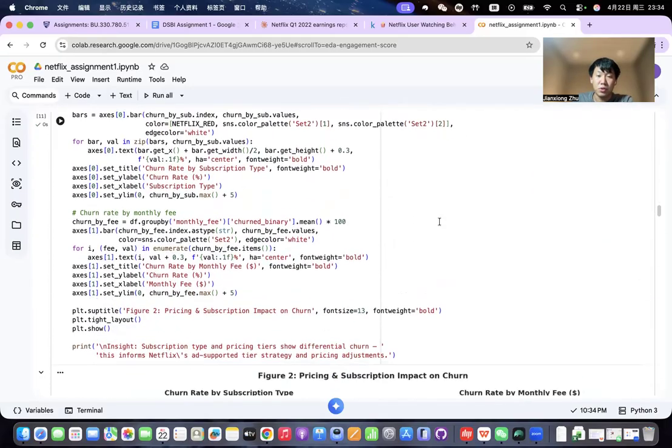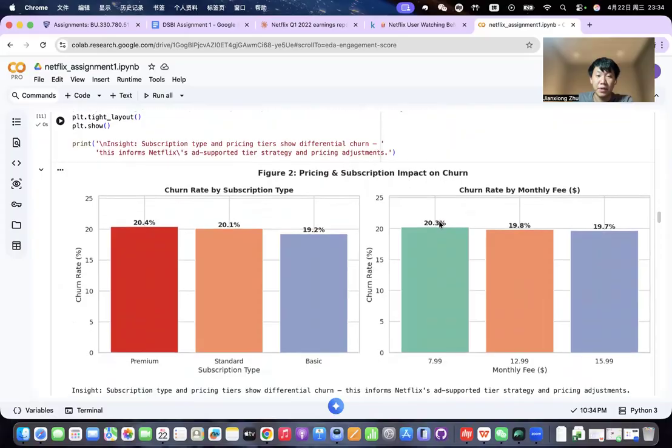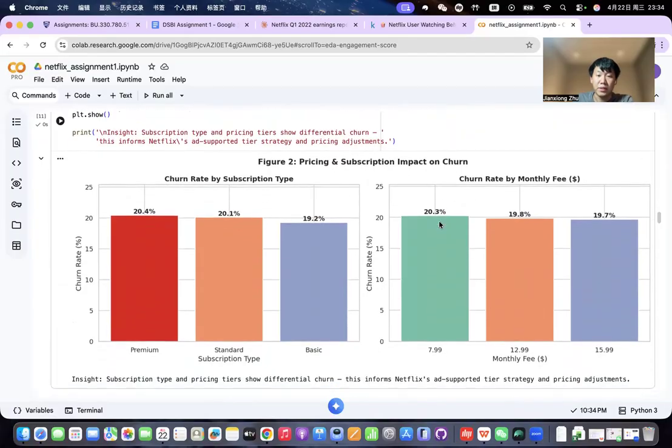Figure 2 examines churn by subscription tier and monthly fee. Premium subscribers churn most at 20.4%, followed by standard at 20.1, and basic at 19.2. The differences are modest, but the direction is clear. Higher paying subscribers are marginally more likely to leave. This is consistent with the price sensitivity narrative in the Q1 2022 report.